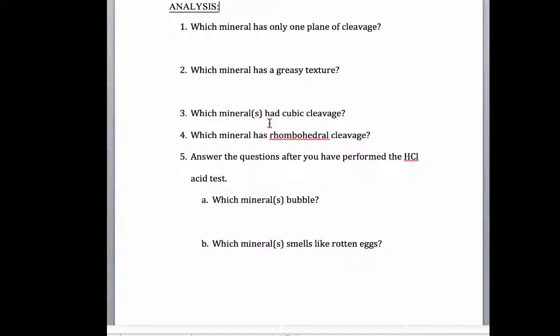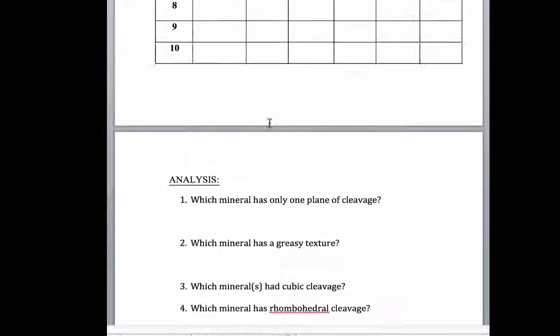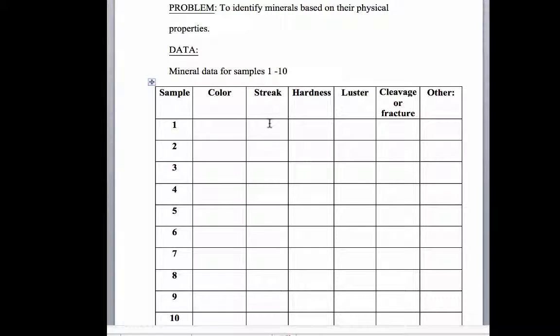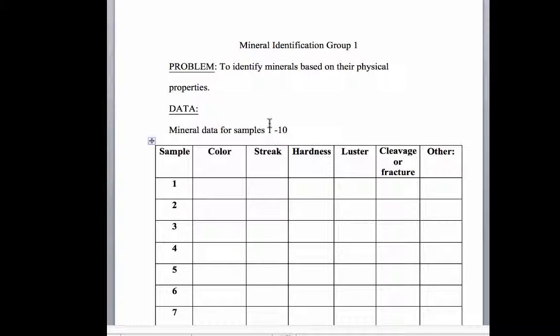After you copied these all down and have watched the next video, you guys are going to go start in your lab. The sub should switch to the Mineral Identification Lab 1 Instructions video now.